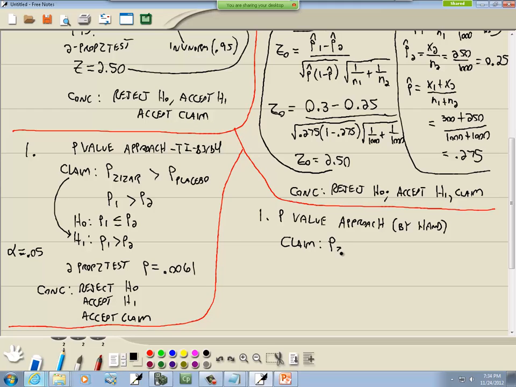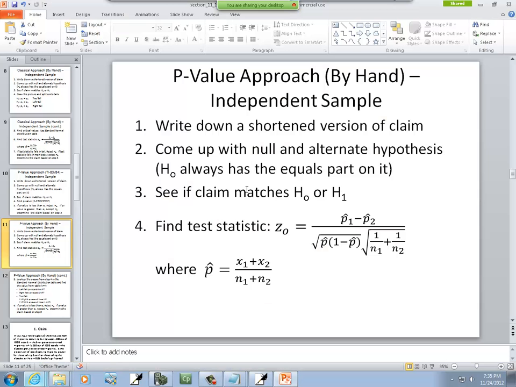Okay, our claim is that Xizar, hopefully that isn't actually a drug or something. I made up the name. So P1 is greater than P2. Should be a drug though. Xizar. All this is still the same. I'm not going over that. I'm just writing it down again. Okay, claim matches H1.